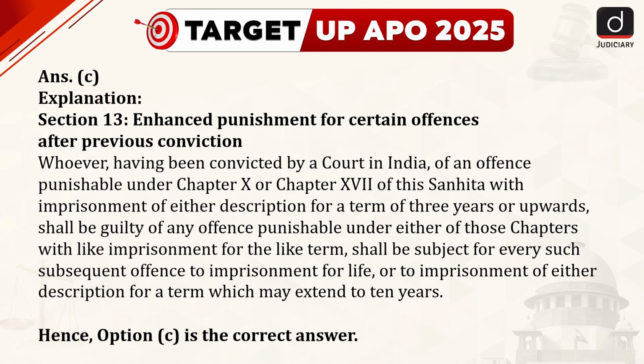Section 13 of the BNS states that whosoever, having been convicted by a court in India of an offence punishable under Chapter 10 or Chapter 17 of this Sanhita with imprisonment of either description for a term of 3 years or upwards, shall be guilty of an offence punishable under either of those chapters with like imprisonment for the like term, shall be subject for every such subsequent offence to imprisonment for life or to imprisonment of either description for a term which may extend to 10 years. So the correct answer is option C.